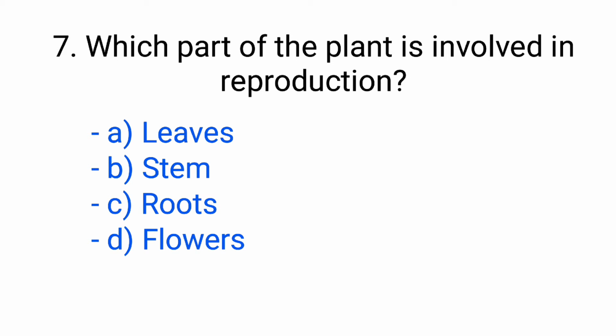Question number 7. Which part of the plant is involved in reproduction? Option A. Leaves. B. Stem. C. Roots. D. Flowers. The correct answer is option D. Flowers.